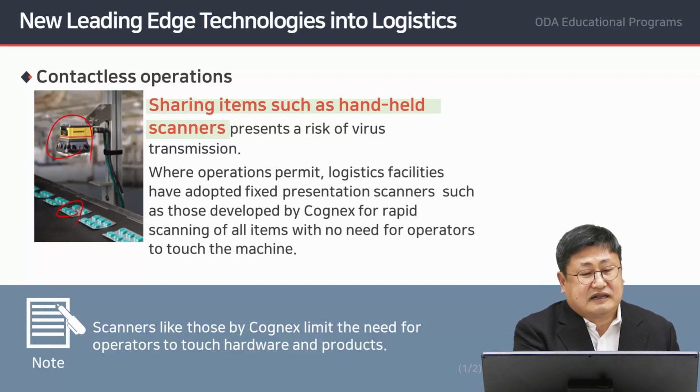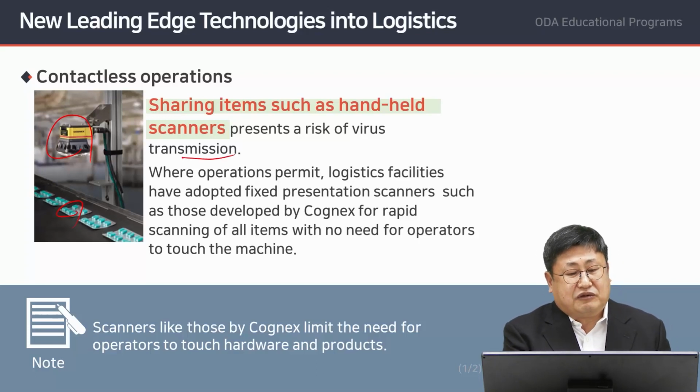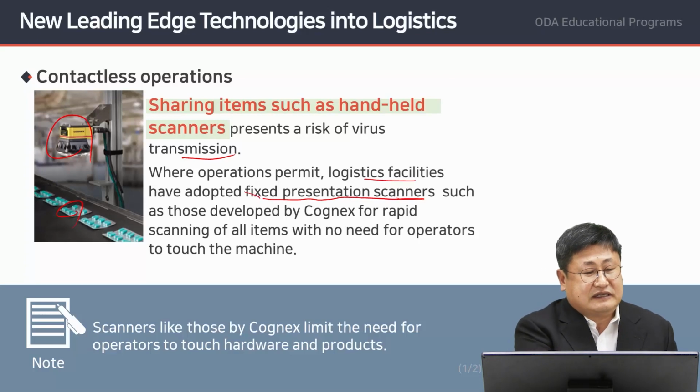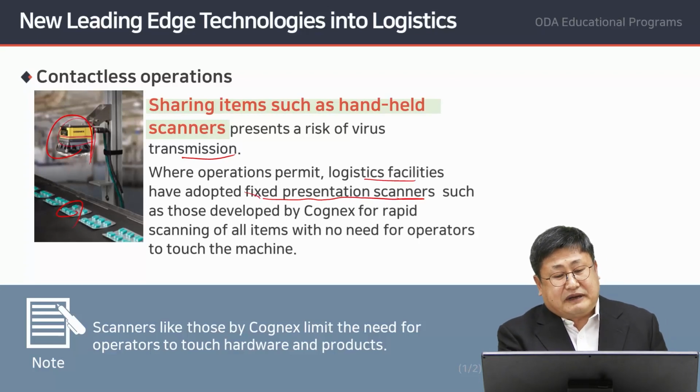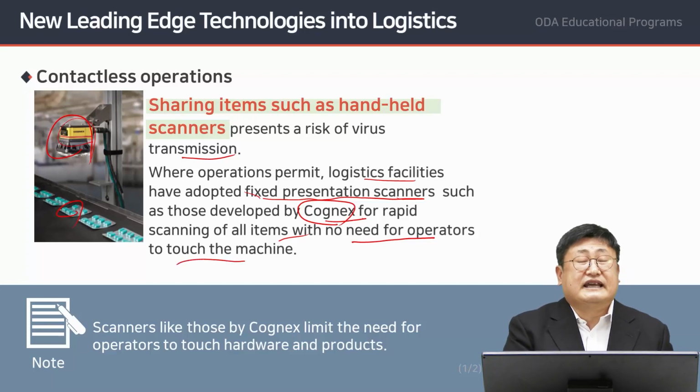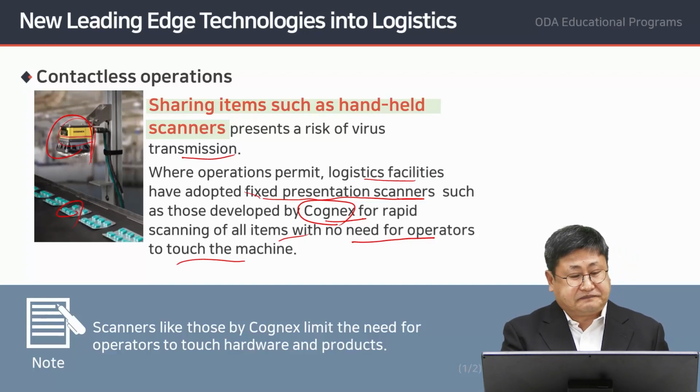So sharing items such as handheld scanners present a risk of virus transmission, right? So where operations permit, the logistics facilities have adopted fixed presentation scanners, just like here, such as those developed by Cogix. Cogix is one of the companies for rapid scanning of all items, with no need for the operator to touch the machine. This is what contactless operation is. That's one of the mega trends as well, right?